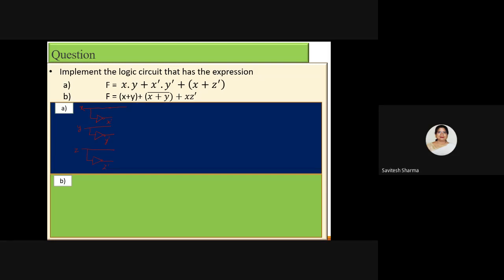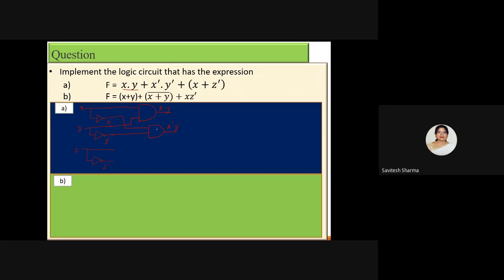So the first expression is saying X dot Y. This is my Y line, this is my X line. I will join them using AND. So in the output of this AND gate, you will get X dot Y. The next term is X complement dot Y complement. So you will drag the X complement line and the Y complement line. Again, it is connected with the dot, so you will use another AND gate, and it will give you X complement dot Y complement.